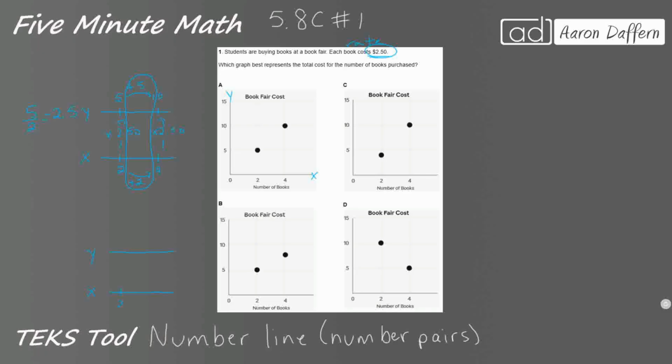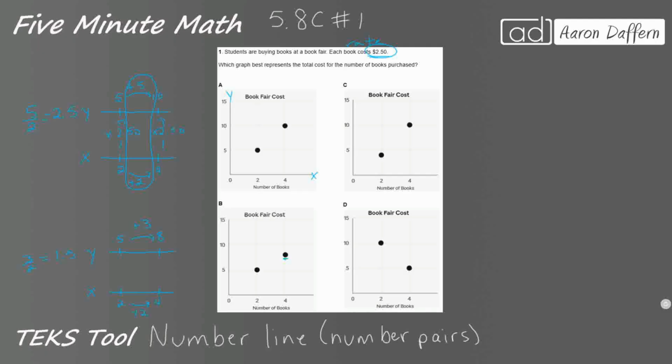So it was 2 and $5. Take a look at this. Now it is 4 and it's not quite 7.50. It's a little bit above halfway, so I'm going to call that $8. So what's our change? Well, we had a $2 change there, but we only had a $3 change here. And so it's going to be 3 over 2, which is going to equal 1.5. So it looks like it's $1.50 each.